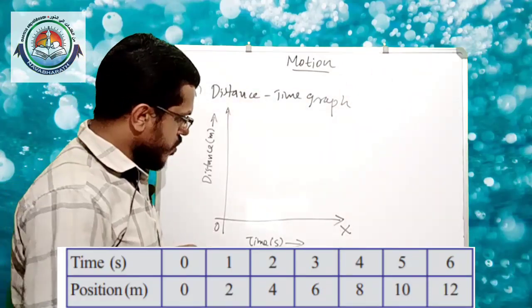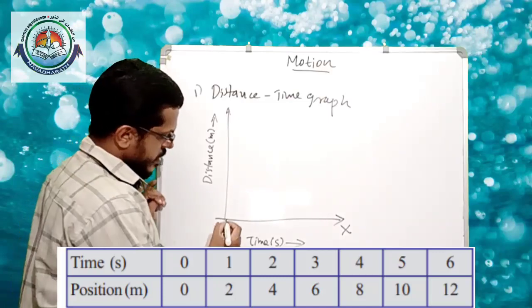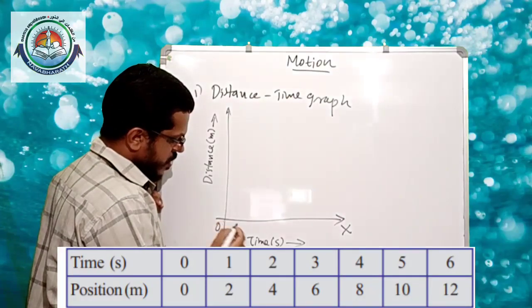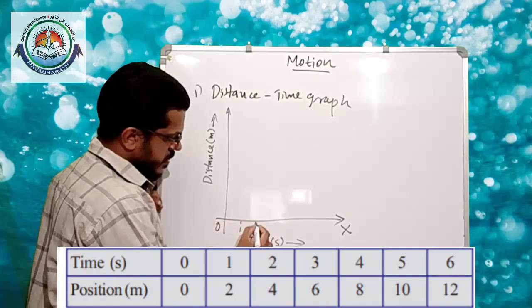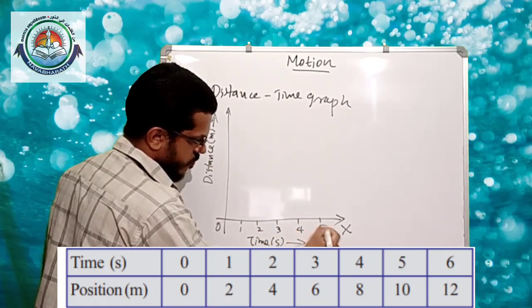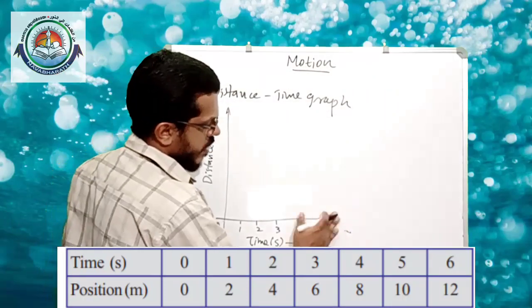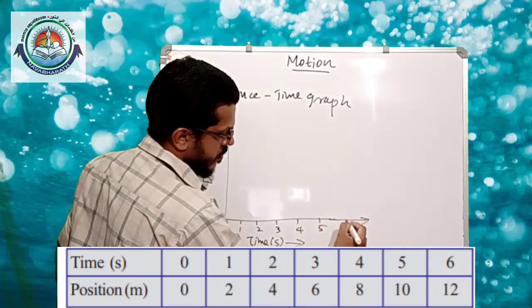First, we want to correct the scale of the graph. What does scale mean? Here origin is 0 and here is 1, then 2, 3, 4, 5, like this. Then how to value up to 6? We have the value, that is 6.